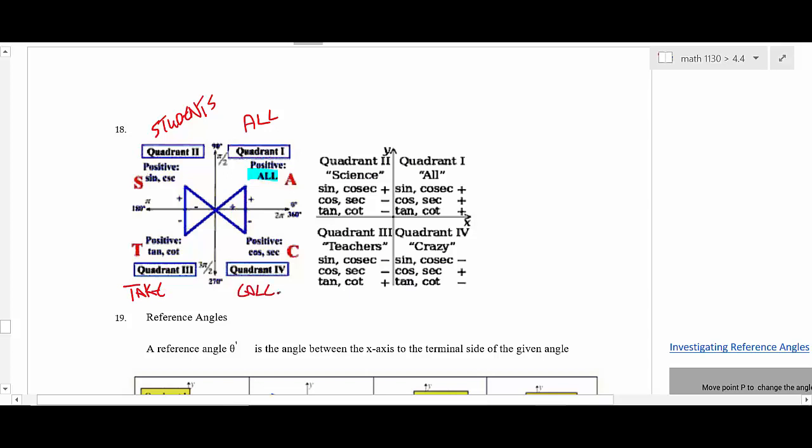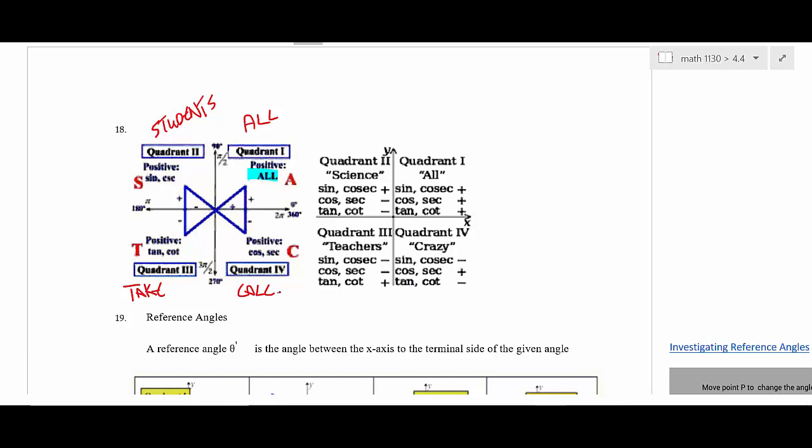So this is just a way somebody came up with. It's a mnemonic device to help students remember this. It just means if you're in quadrant 1, everything's positive. All 6 trig functions are positive. If you go to this quadrant, the Students stands for sine. So the sine is going to be positive, and the cosecant is positive because it's the reciprocal.